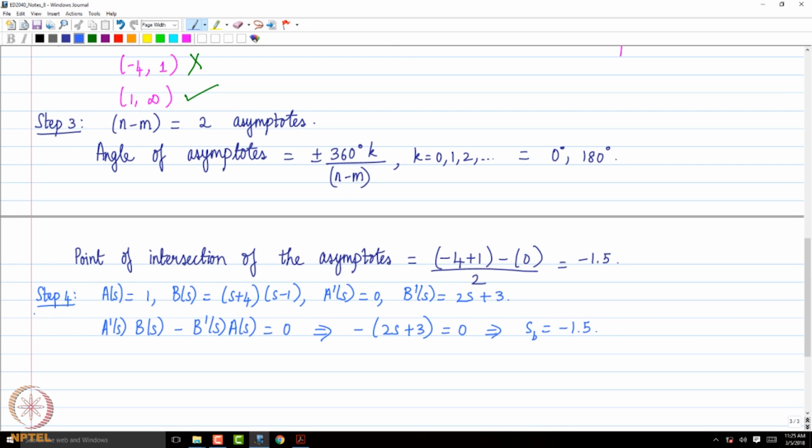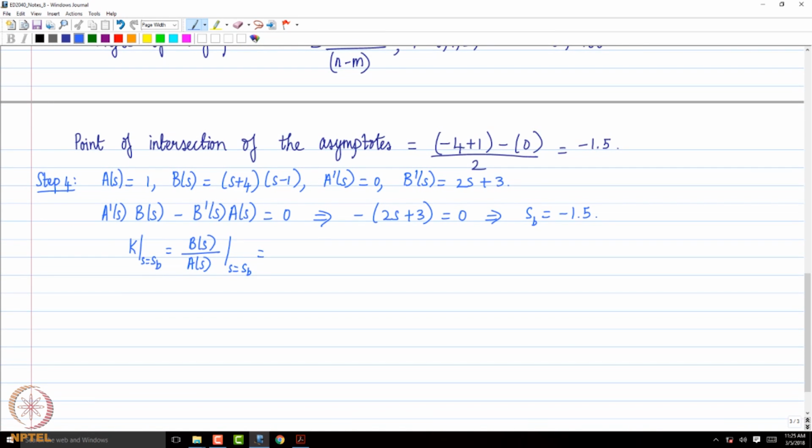Now there is an important difference. As we discussed, if I want to figure out the value of k at s equals s_B, I need to compute B of s divided by A of s at s equals s_B. Now can you calculate and tell me what you get?